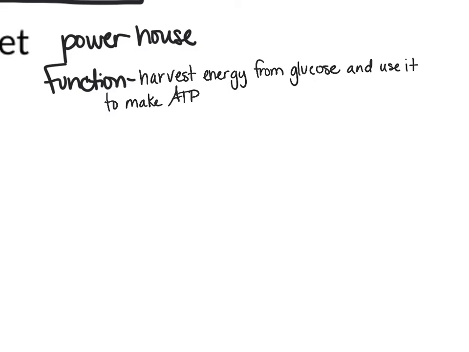So we get the energy from glucose. Say we eat a plant, we get it from that glucose they just made, we breathe in that oxygen, and then we convert it into ATP that we can use wherever we want to in the cell. This process is called cellular respiration.